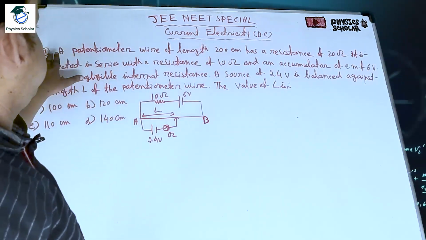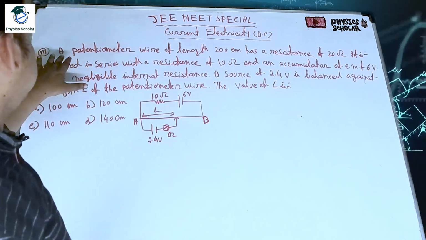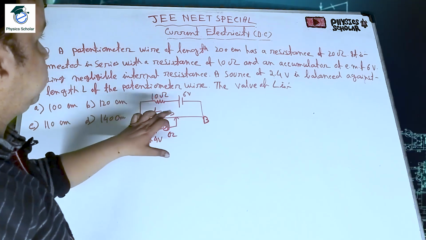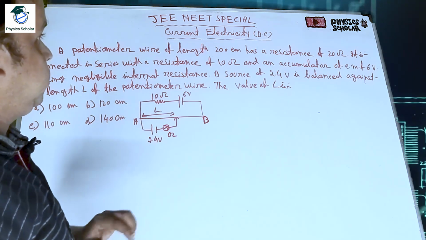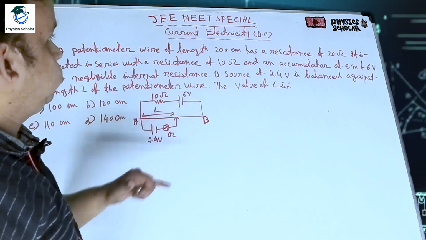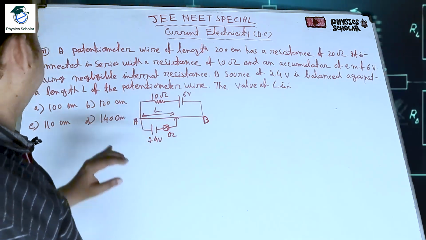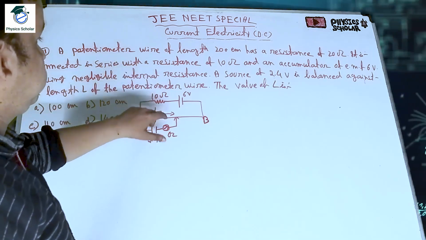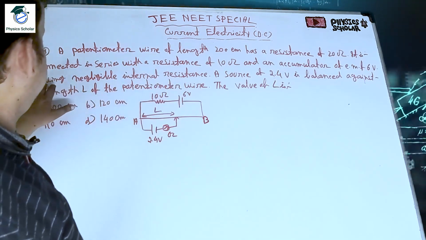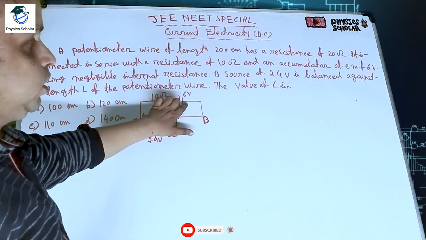Okay students, here is another very important numeric problem. Very often it comes. A potentiometer wire of length 200 centimeter has a resistance of 20 ohms. That means this is the potentiometer wire AB. The length of this wire is 200 centimeter, and the resistance is 20 ohm. It is connected in series with a resistance of 10 ohm and a battery of 6 volt, having a negligible internal resistance. That means we can neglect the internal resistance of this battery.